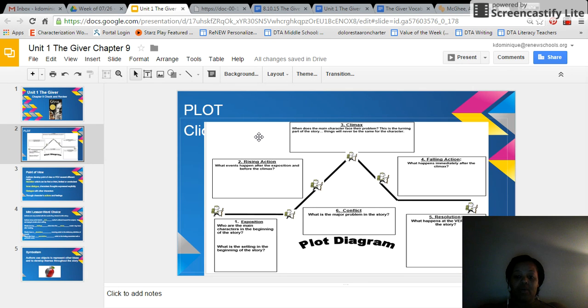Because this is a novel, a lot of times novels, because they're really long, they can have more than one climax, just like a movie. A movie can have several parts where it gets really, really exciting, or something big or major happens, or there's some turning point. And in this novel, there will be several other climax points in the story.